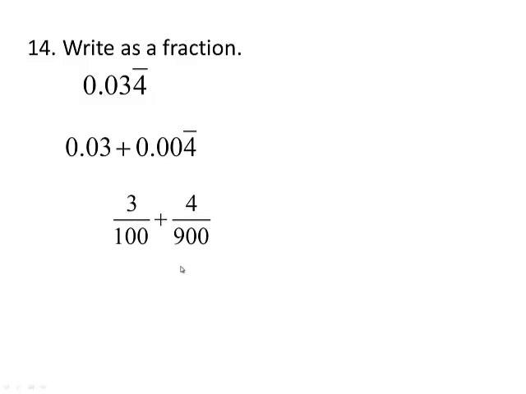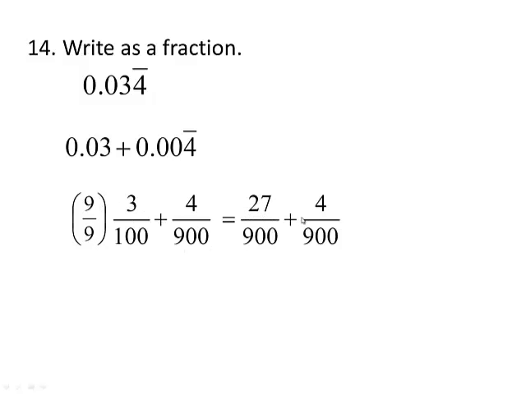So in order to add these two fractions, we're going to get a common denominator of 900. So we multiply the numerator and denominator by 9, and we get 27 over 900 plus 4 over 900, which is 31 over 900. This is the final answer, but make sure to check if this can be reduced. 31 is a prime number, so nothing can be reduced here. Okay, that's your whole practice test.